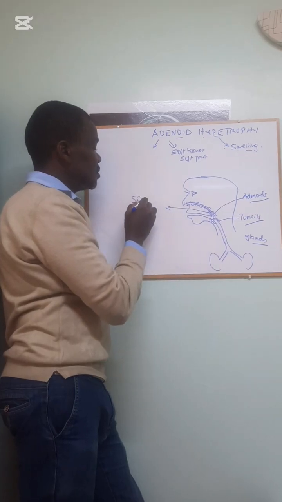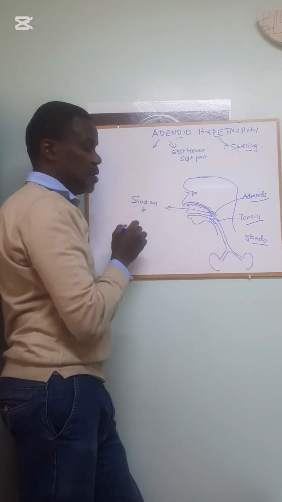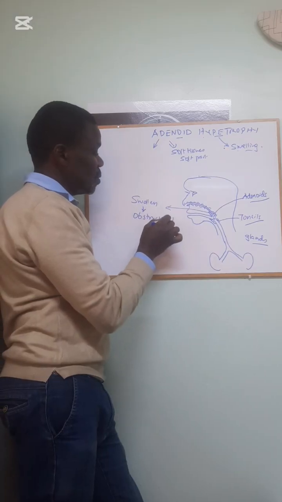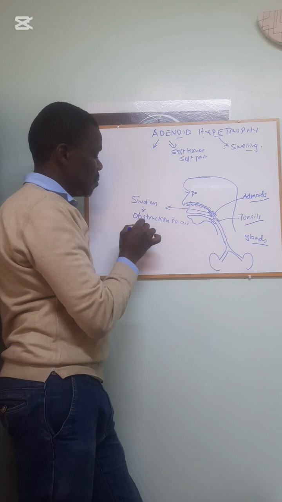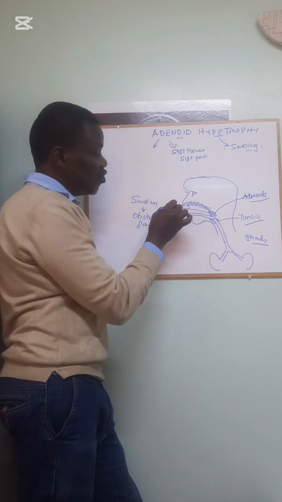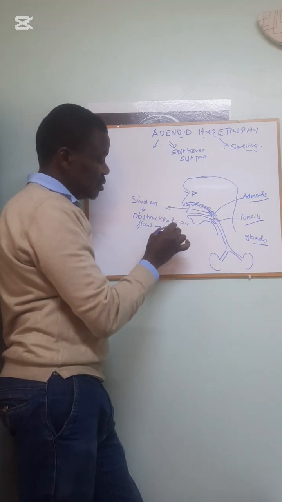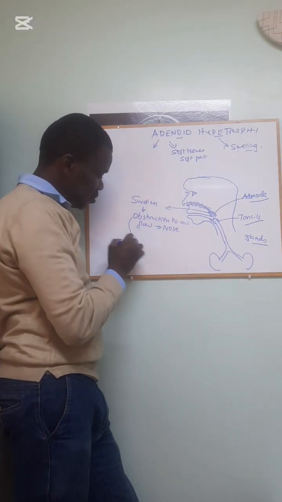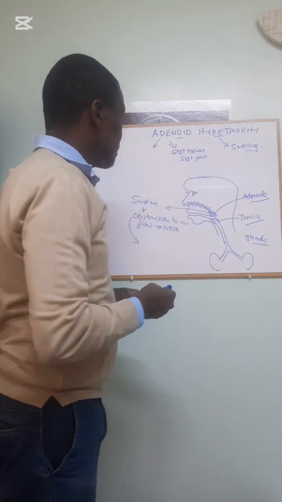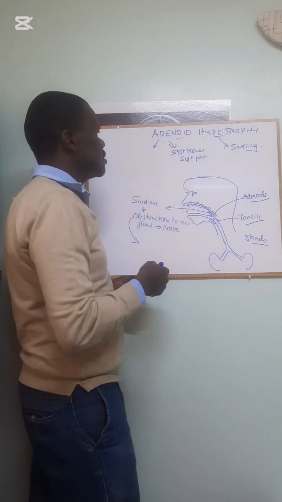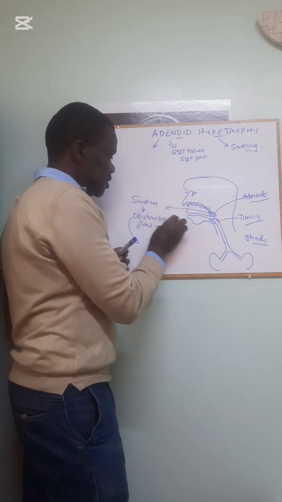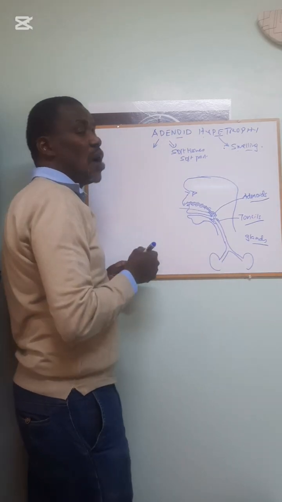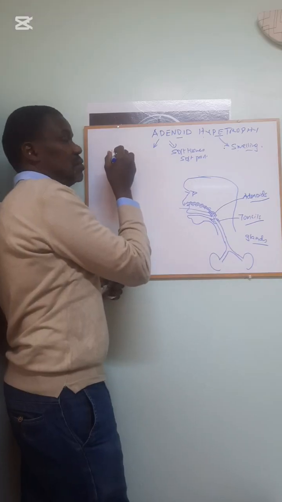once these things get swollen, there is obstruction to airflow. And this is obstruction to airflow through the nose. And this obstruction will lead to the symptoms. Okay? So, what symptoms will we expect from a person or a child who has adenoid hypertrophy?